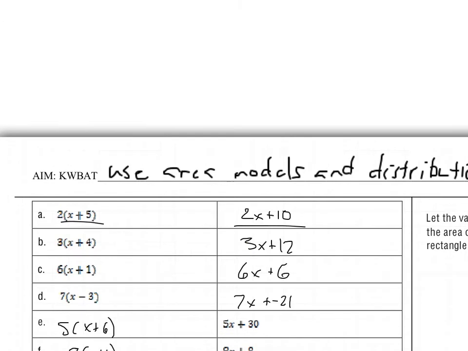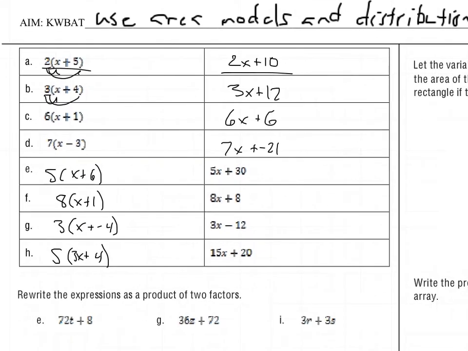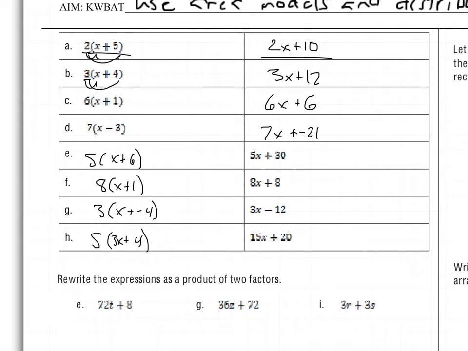Alright, so looking at the first half, we're just doing the distribution, so we can see 2 times x and 2 times 5, that's 2x plus 10, 3 times x and 3 times 4, which is 3x plus 12, and so on. As we come down and look at these, we're looking at factoring, so we're taking out the common factors. So this is 5 times x, and this is 5 times 6, so our common factor is 5 that I can take out.